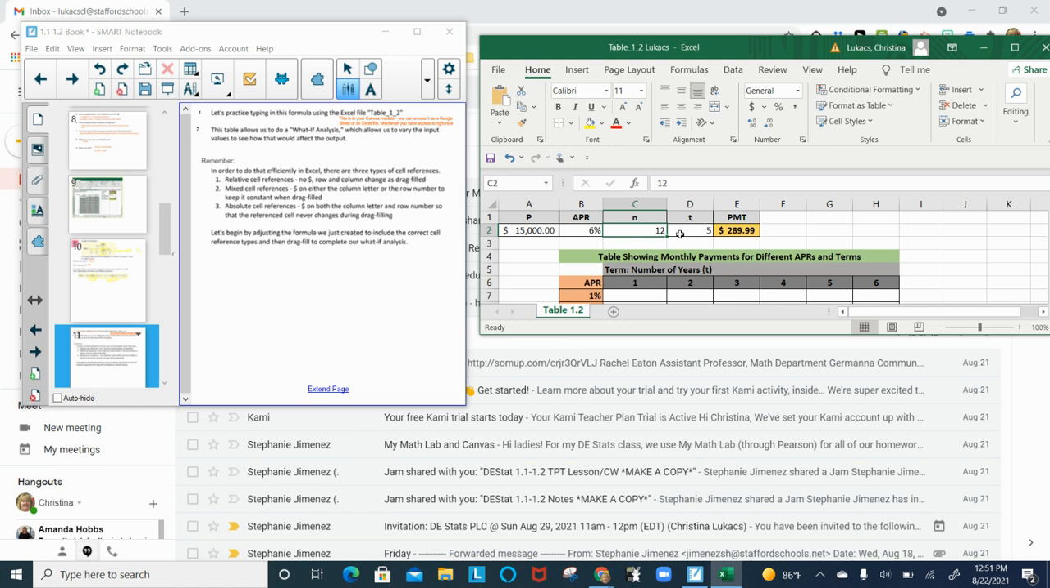So if we vary, let's say we decide to put more money down, we're not going to change that in this problem. We're going to keep our principal at 15,000. But let's say we go from bank A to bank B, and we can get a better APR. Or let's say we're willing to pay it off in a shorter amount of time. That's what we're going to look at in this next example. So we're going to adjust the formula that we just created to include the cell references.